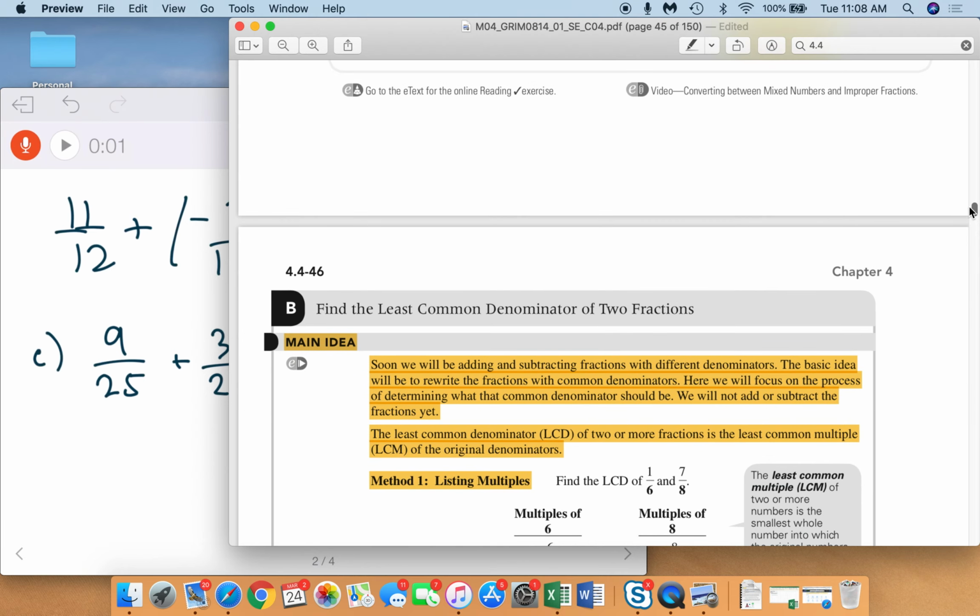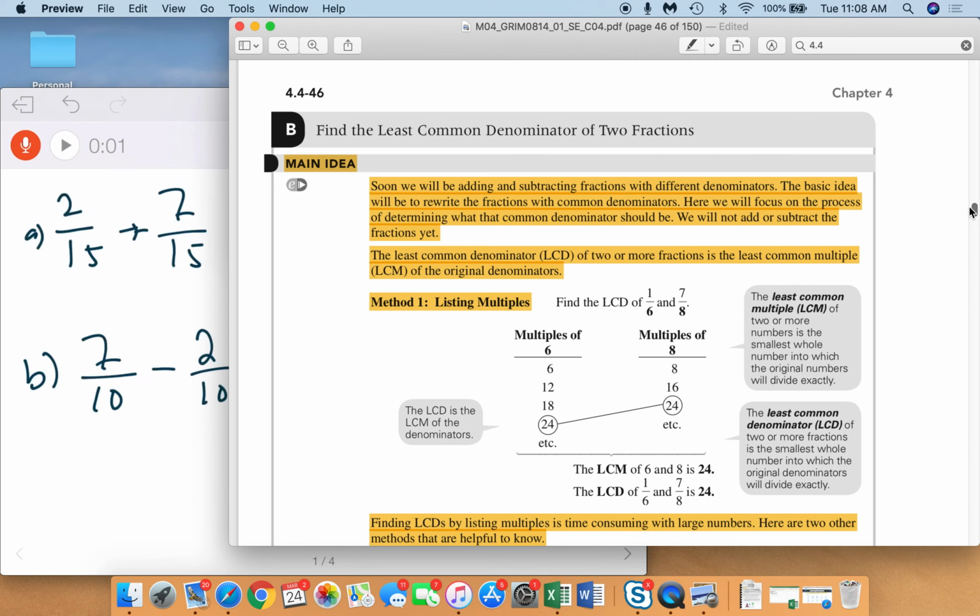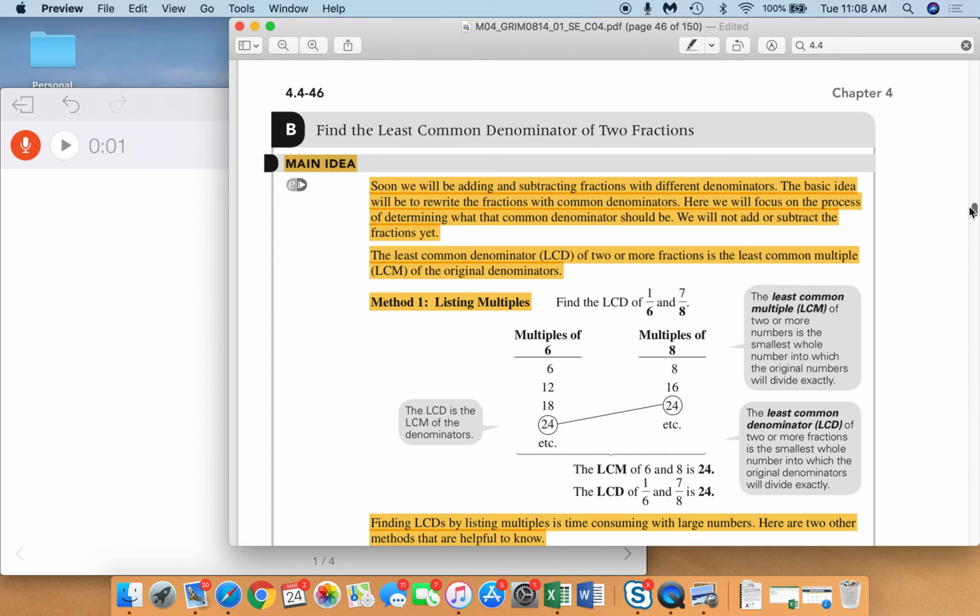All right. So now we're going to talk about finding the least common denominator of two fractions. So this is going to come into play when we start adding or subtracting fractions that have different denominators. So this is really going to be important for the next part. So soon we will be adding or subtracting fractions with different denominators. The basic idea will be to rewrite the fractions with common denominators. Here we will focus on the process of determining what that common denominator should be. We will not add or subtract the fractions yet.